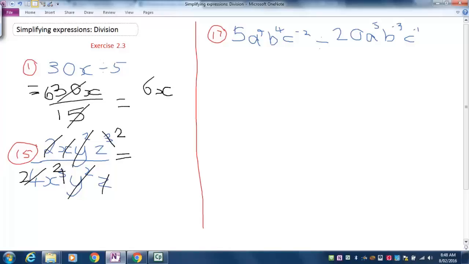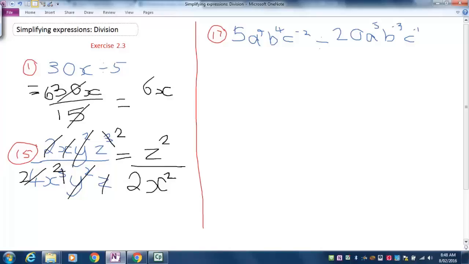So tidying this up, on the top I have z squared. Everything else is cancelled out with something on the denominator. And then on the bottom I have 2x squared. Again, other terms having cancelled out when we did our division just before.